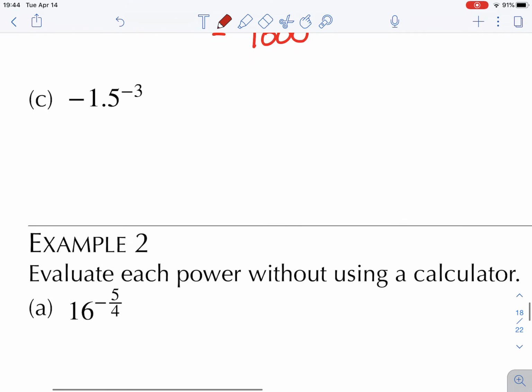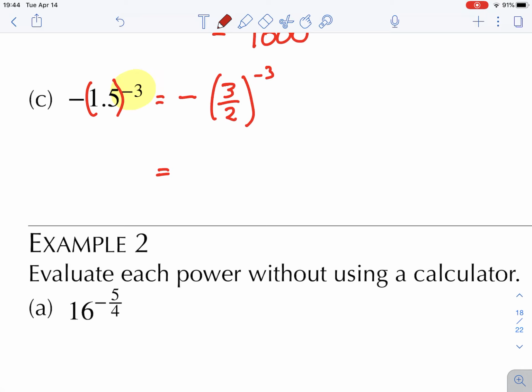All right, let's take a look at question C. No parentheses in question C. That means this exponent only applies to the 1.5. Now, I don't like working with decimals. Decimals are difficult with exponents, so I'm going to rewrite this. 1.5 is 15 over 10, and 15 over 10 reduces to, no, 3 over 2. Jeez, think about it. So this is equal to negative 3 over 2 to the power of negative 3. This negative sign is not affected by the power.